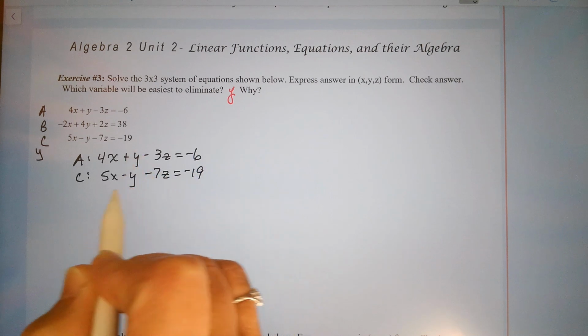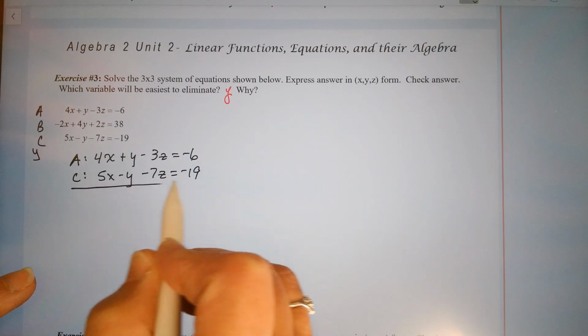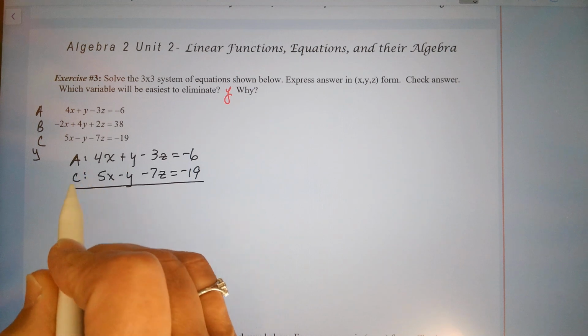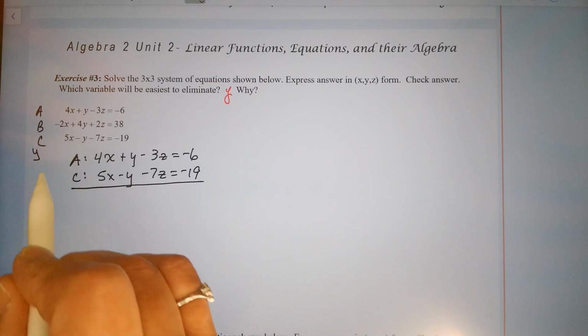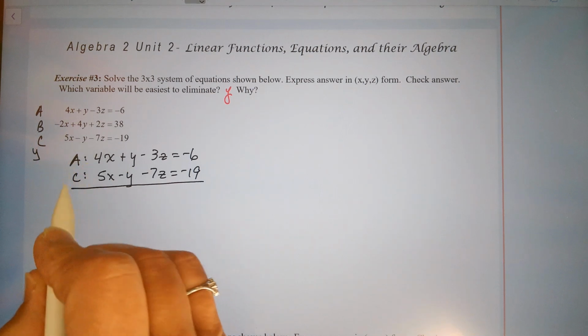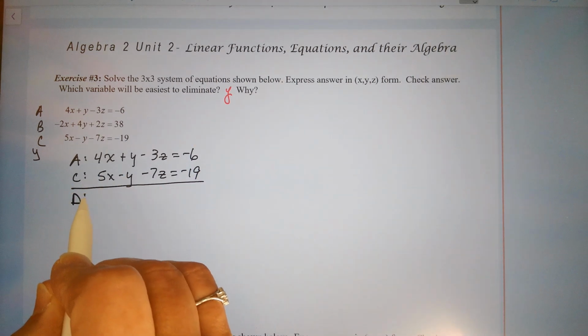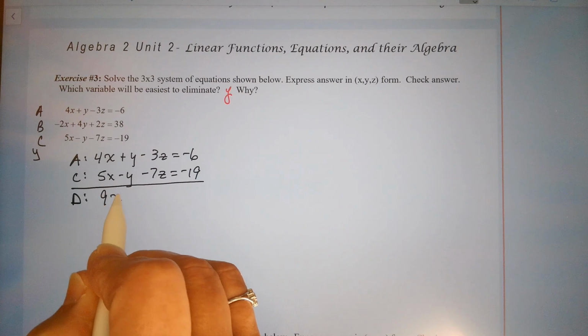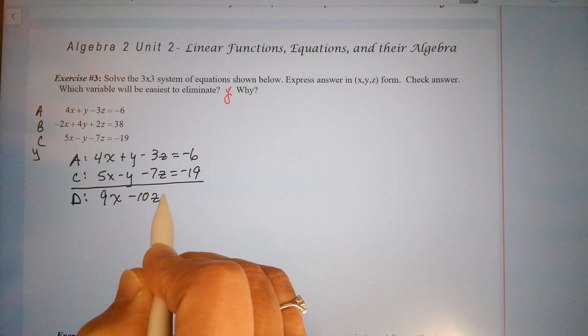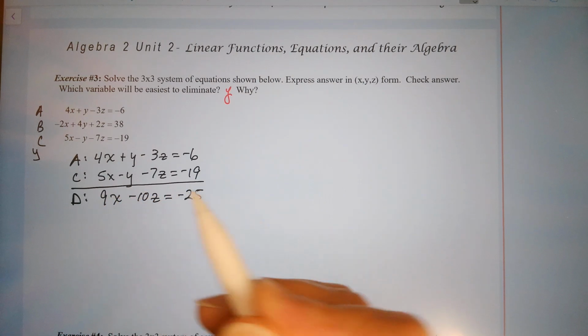These are opposites, so when we add them, the y's will drop out. Remember, we have our A, B, and C, so the result of adding A and C is going to be labeled D. 9x minus 10z equals negative 25.